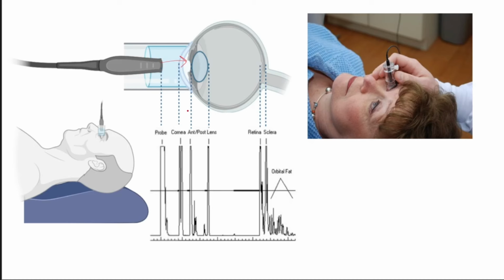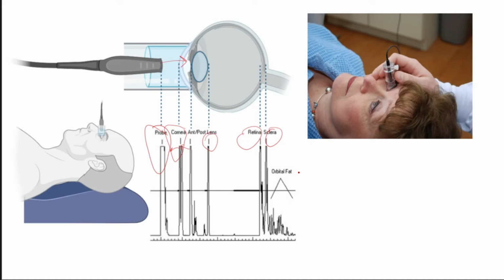Therefore you're going to see many spikes here. You are going to see a spike that is separately coming from the probe. Then you see a corneal spike, which seems to have two peaks. Then you have an anterior lens spike, a posterior lens spike. Then you have a retina spike and a sclera spike, and of course the orbital spike.